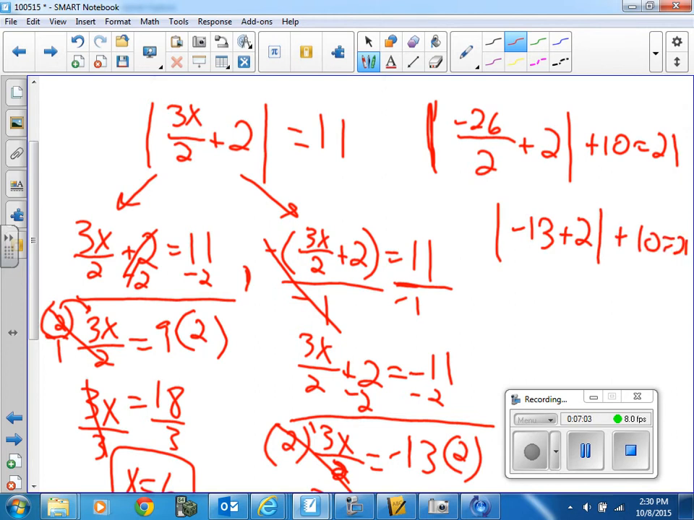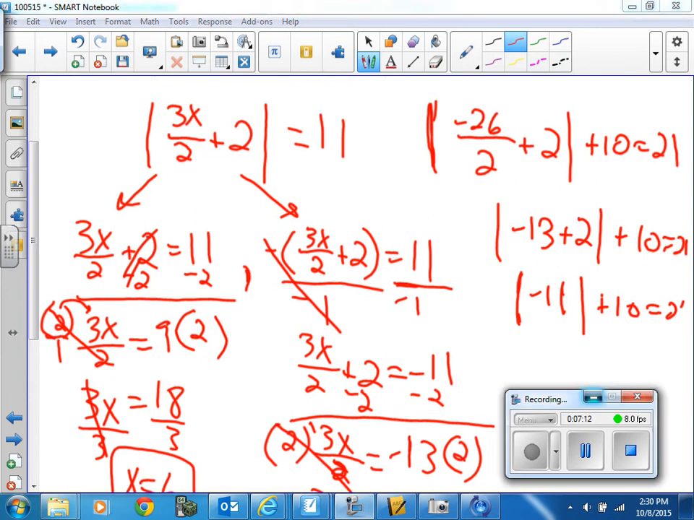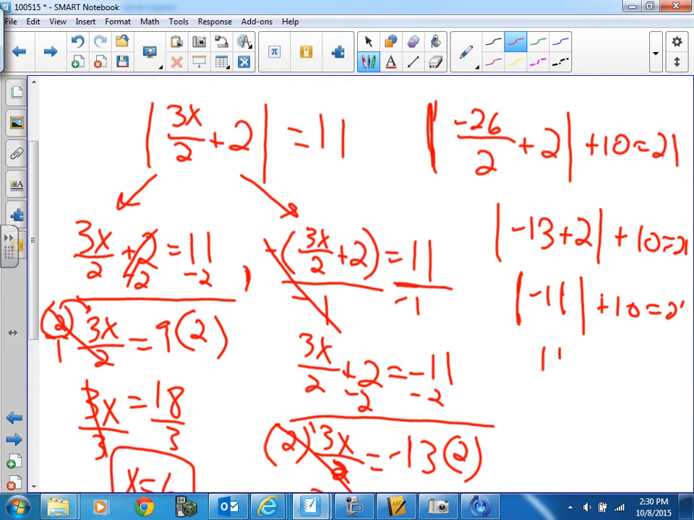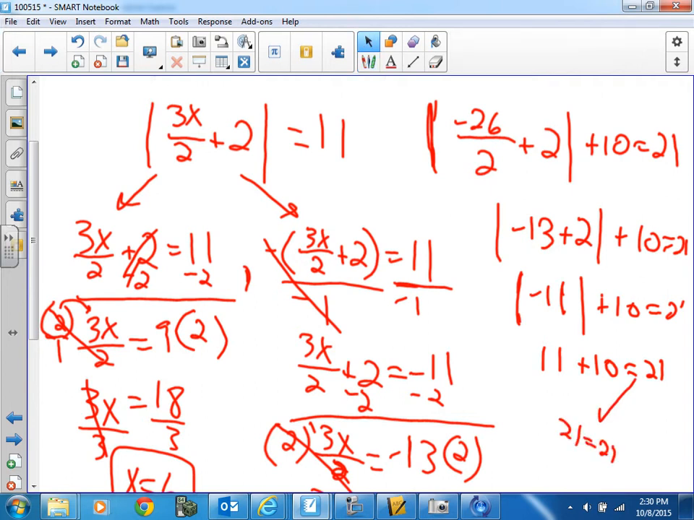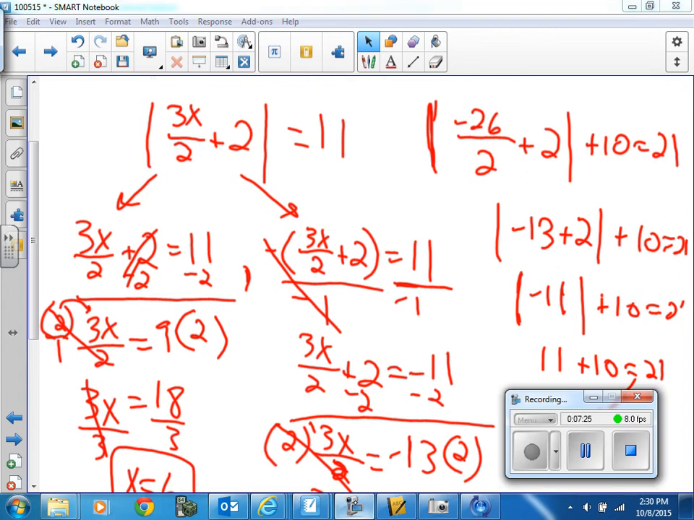Negative 13 plus 2 is negative 11. Plus 10 is equal to 21. Remember, the absolute value of negative 11 is 11, so 11 plus 10 is equal to 21, and that checks out because 21 is equal to 21. So we're good. So that is number 1.